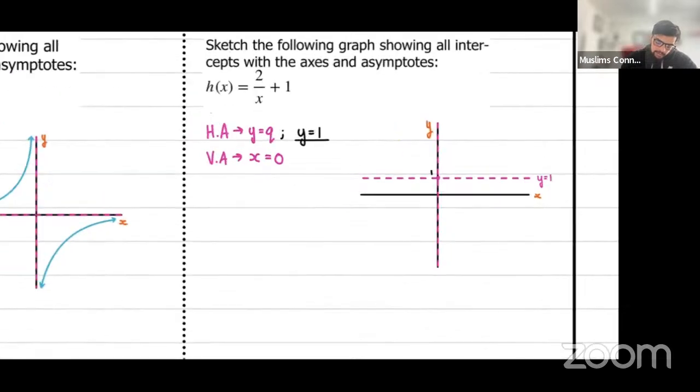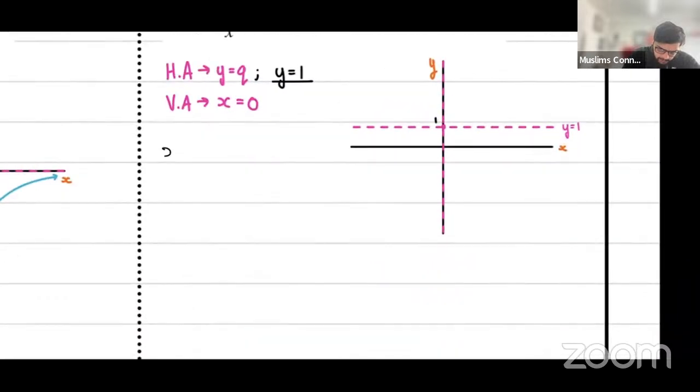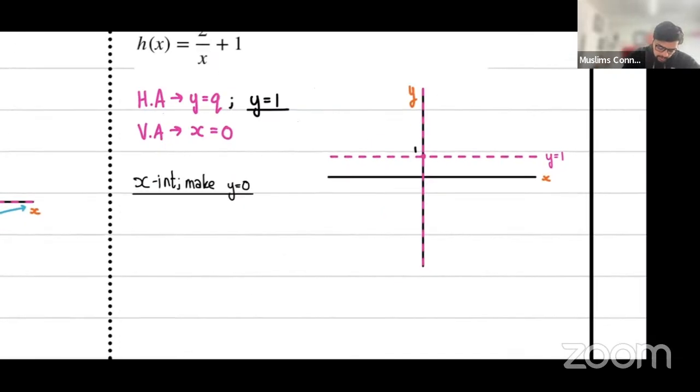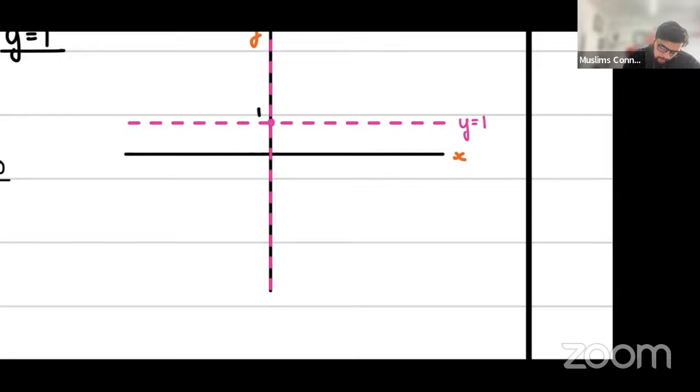Now we can determine the x-intercepts. How do you get the x-intercepts? Make y equal to 0. Okay, so basically h of x, so 0 is equal to 2 over x plus 1. Take the 1 over, it becomes negative 1 is equal to 2 over x. Take x over and divide both sides by negative 1. We get x is equal to negative 2. So the x-intercept is negative 2. So somewhere here, essentially.